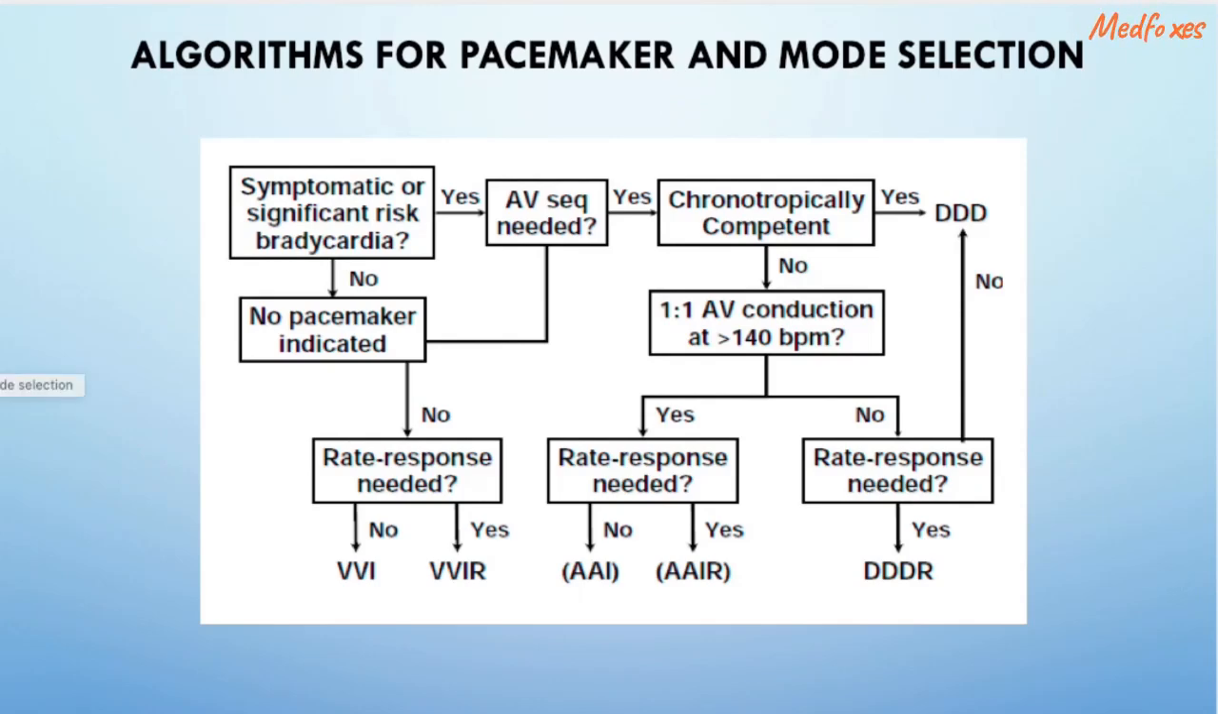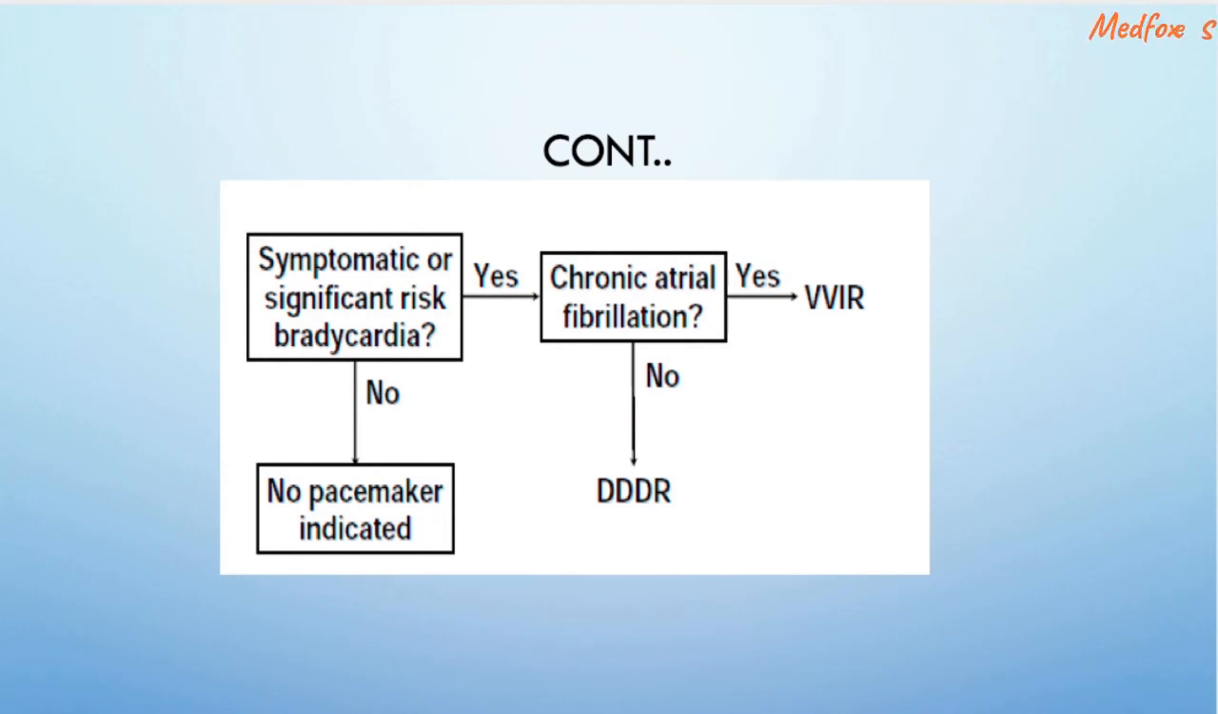This algorithm can be used for pacing mode selections that include most available pacing modes. These algorithms can be followed for pacing mode selections that include only DDDR or VVIR pacing modes. Many algorithms have been used for pacemaker and mode selection. Although all rules have exceptions, a very simple approach is appropriate for most patients.